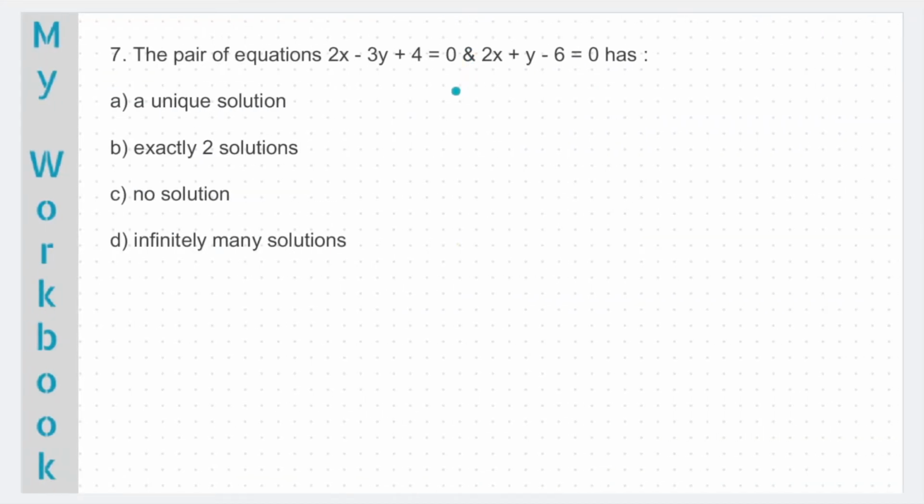Next, question number 7. The pair of equations 2x minus 3y plus 4 equal to 0 and 2x plus y minus 6 equal to 0 has a unique solution, exactly two solutions, no solution, or infinitely many solutions. So again, let's determine a1 by a2, b1 by b2, and c1 by c2. a1 is 2, a2 is 2, b1 is minus 3, and b2 is 1. c1 is 4 and c2 is minus 6.